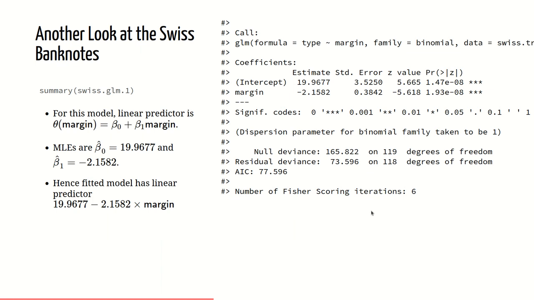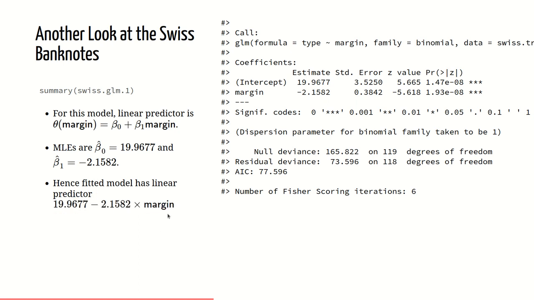Okay, so if we have a look at our summary of that first model that we fit, we could actually write down what the linear predictor is. So the linear predictor is going to be 19.97 minus 2.16 times the margin. There it is there.